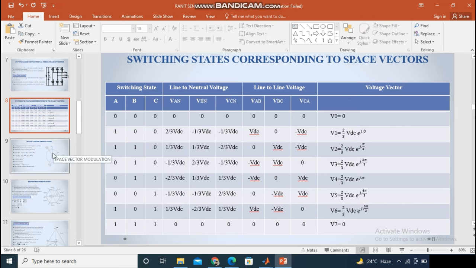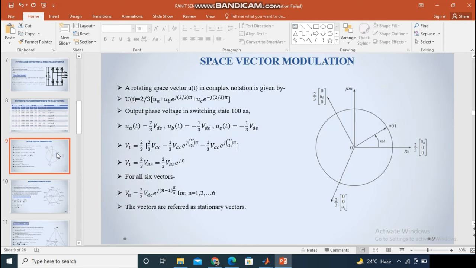Next I will show you how you can get these vector values. A space vector UT in complex notation can be written as 2/3 of UA plus UB into e to the power j 2/3 of pi plus UC into e to the power minus j 2/3 of pi. Or you can say VA, VB, VC also. Here I am denoting these as UA, UB, UC.